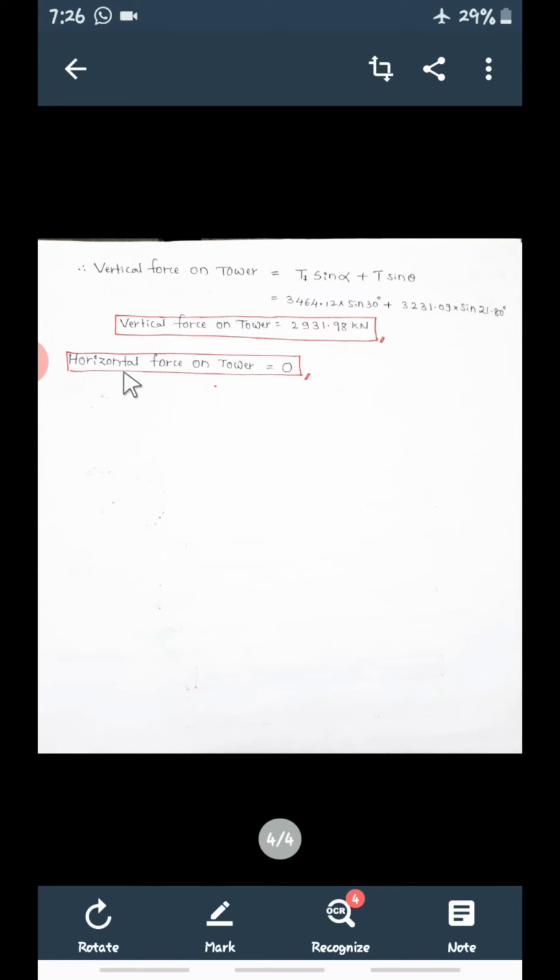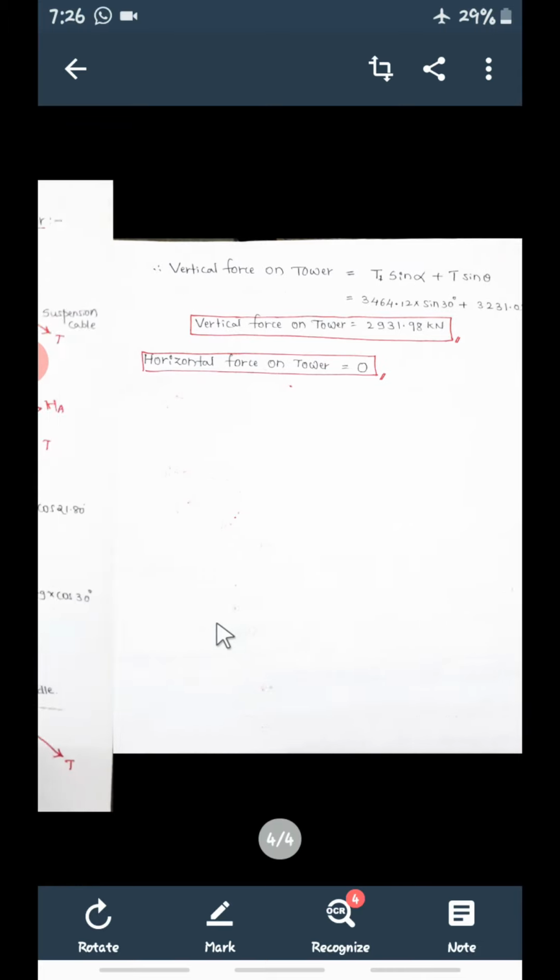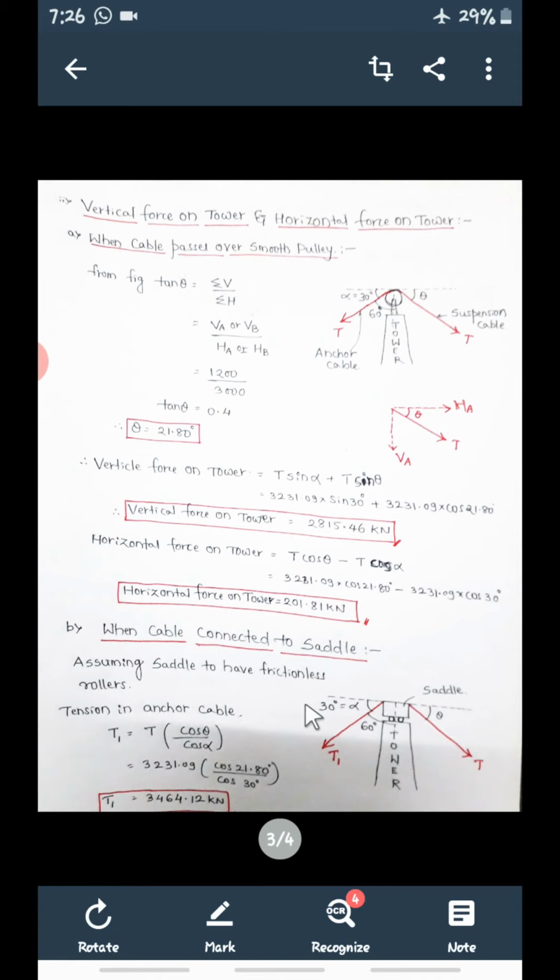Then what about the horizontal force on the tower? Since the saddle is mounted on the roller, there will be no horizontal reaction. So the horizontal force on the tower will be 0. We already studied this in the previous session. So when a cable is mounted on a saddle with this connection, there is only vertical force on the tower; horizontal force will be 0.